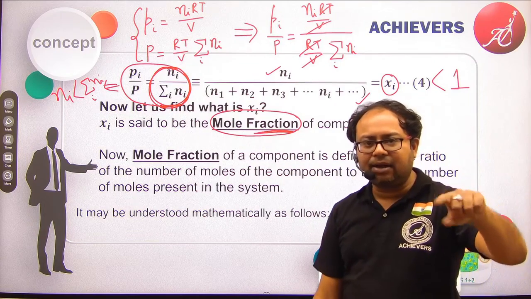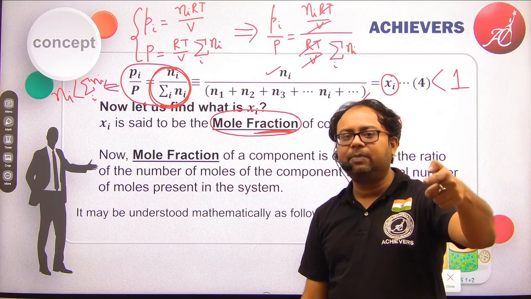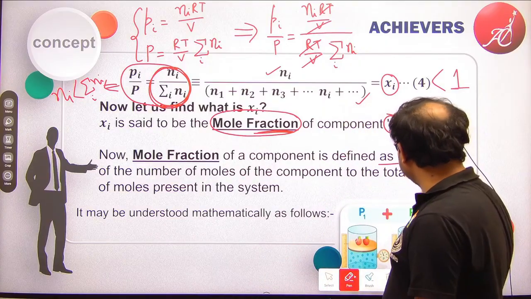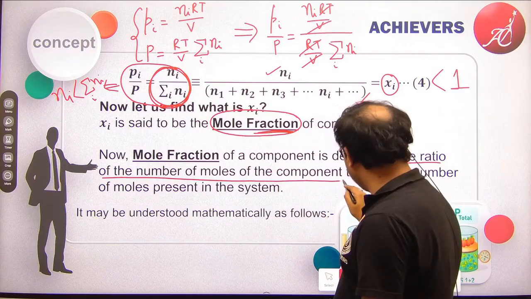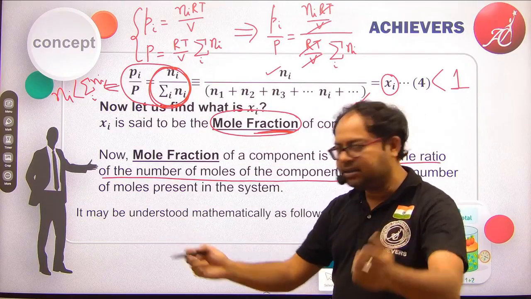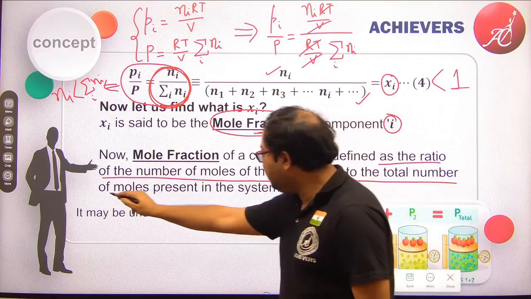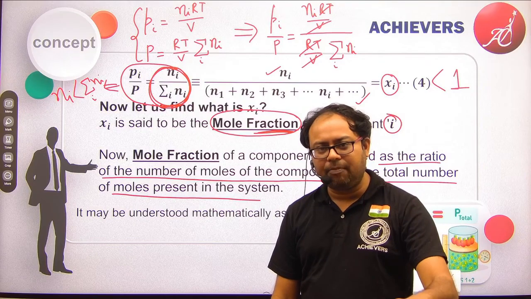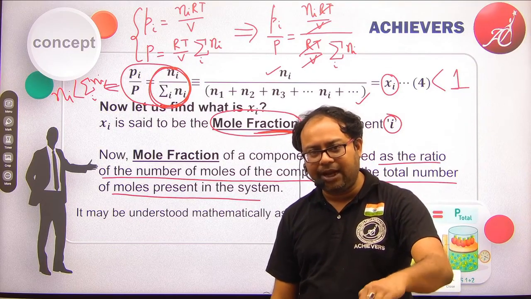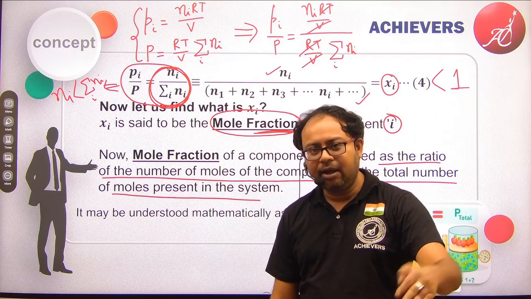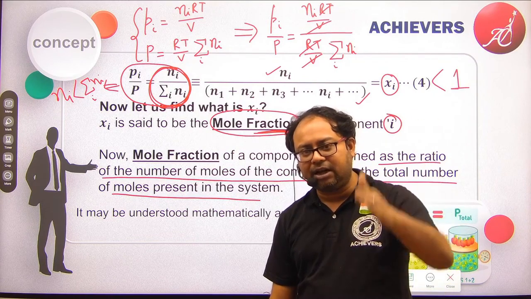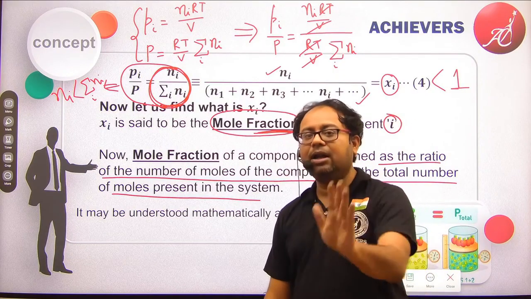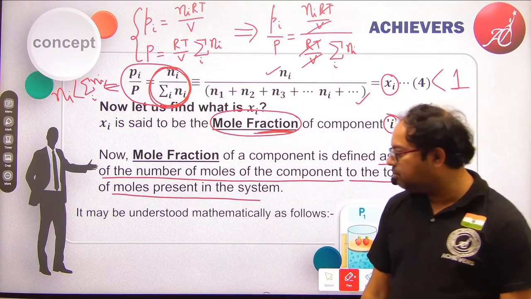It's the mole fraction of I. Xi is the mole fraction of I, which means the number of moles of I divided by total number of moles. It is defined as the ratio of the number of moles of the component, here the component is I, with respect to the total number of moles present in the system. Mole fraction of a particular component is the ratio of the number of moles of that particular component to the total number of moles existing in the system.